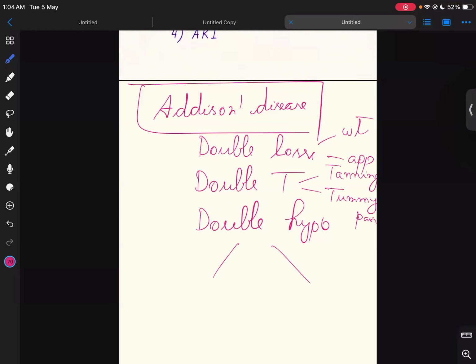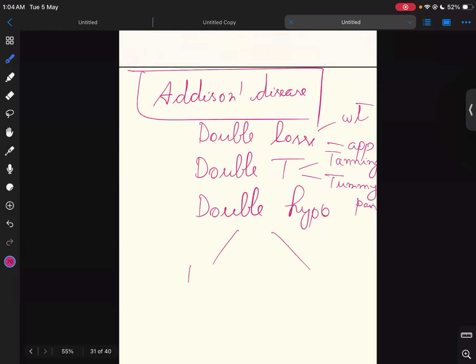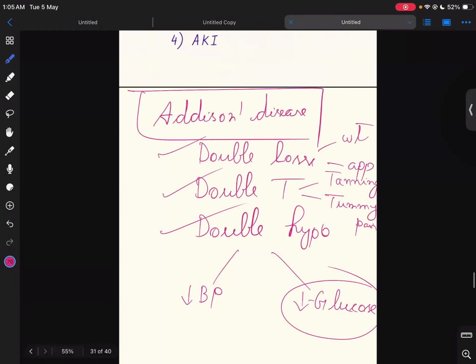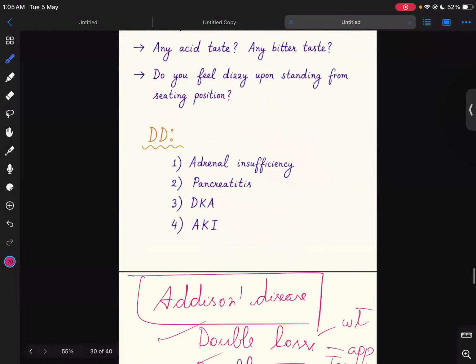And double hypo means hypotension and hypoglycemia. Whenever you suspect any adrenal insufficiency in the PACES exam, always start with examining the bedside blood sugar. Never forget to do this, doctor. If you suspect any adrenal insufficiency in the PACES exam, always start with bedside blood sugar measurement. So this is the rule: double loss, double T, double hypo, to remember the features of Addison's disease. And that's all for vomiting.